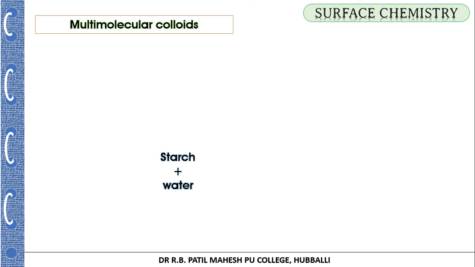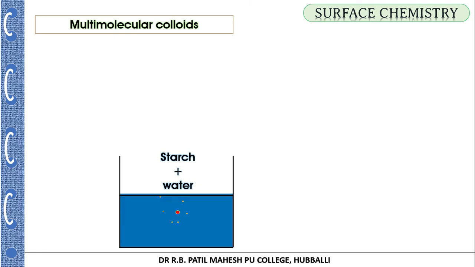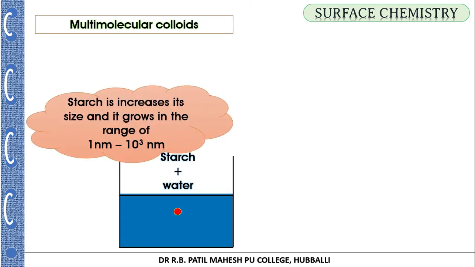When starch is dissolved in water, starch molecules start aggregating like this, thereby increasing the size of the starch to the range of 1 nanometer to 10 to the power 3 nanometer, and they reach the colloidal state. So starch increases its size and grows up to the range of 1 nanometer to 10 to the power 3 nanometer, thereby leading to the formation of a colloid, and it is called a multimolecular colloid.